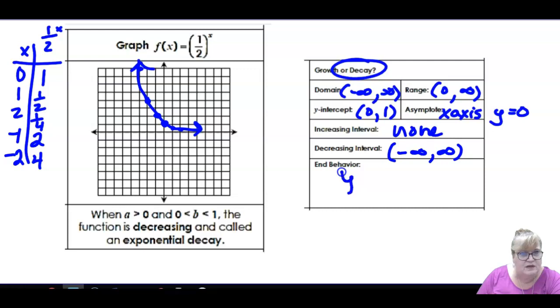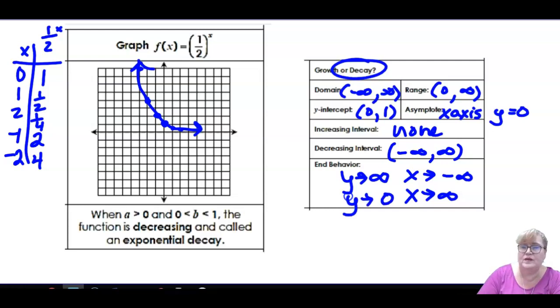And let's see, on the left side, it is approaching infinity this time. It's going up. On the right side, as x approaches infinity, it is getting closer and closer to 0.